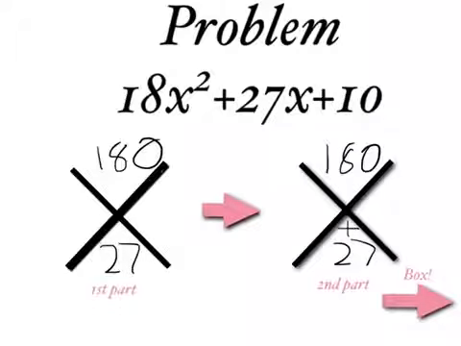Maybe 15 and 12. Let's try 15 and 12. So 15 times 12, that is 180. So yeah, that checks out. Now what's 15 plus 12? That's 27. Alright, it works. So now let's move on to the box.